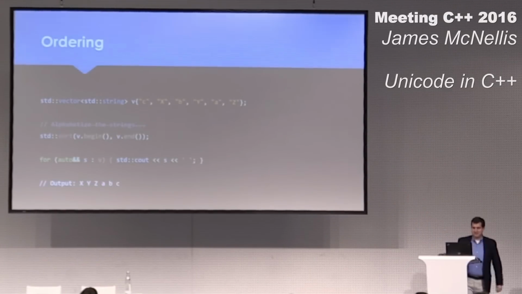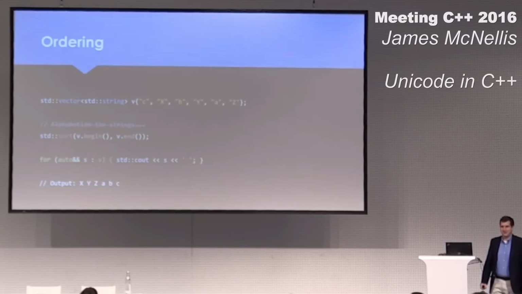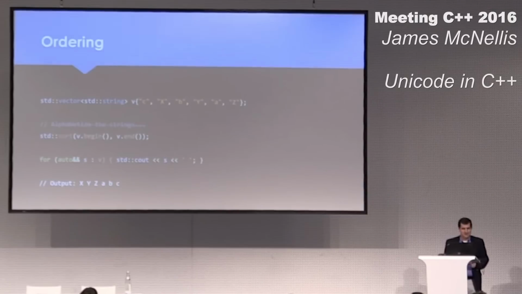Okay. Yeah, so the result here is going to be X, Y, Z, A, B, C. Why is that? Well, because std sort is just going to use the default comparer, and so it's going to compare the code points, not the actual characters in some sort of alphabetization factor. So alphabetization is a property of a language, not of the text encoding.